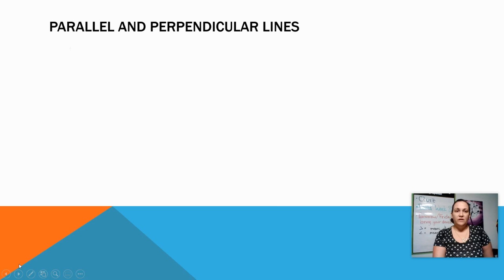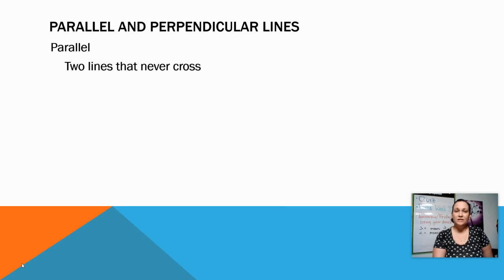We'll start with the definition of parallel lines. The geometry definition of parallel lines is two lines that never cross. This gives us a nice visual, but it doesn't help us with the algebra. The algebra definition of parallel lines is two lines that have the exact same slope.